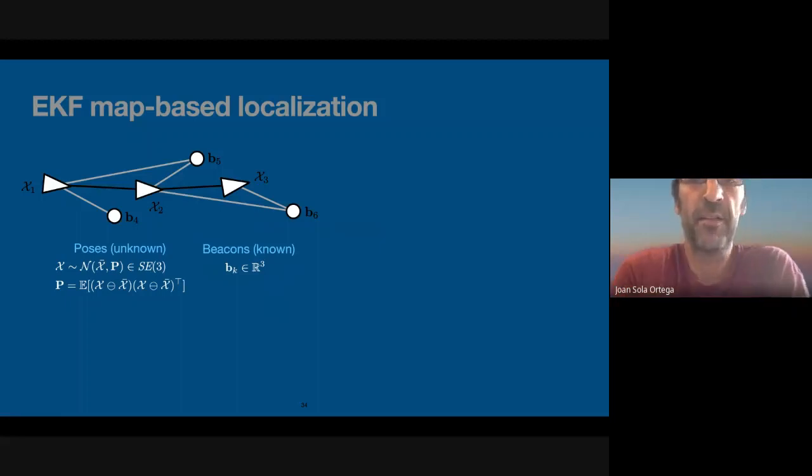And we will have a number of beacons, sometimes called landmarks, in space. Because this is map-based localization, we will consider now that these beacons are known. If they were unknown, that would be SLAM, simultaneous localization and mapping. But because they are known, it's map-based localization. The only thing we want to estimate is the position of the robot at any time. So the state of the robot is a Gaussian variable belonging to SE3, that is position and rotation in 3D space. And the covariance is, as we said before, the expectation of x minus x bar, and so on.